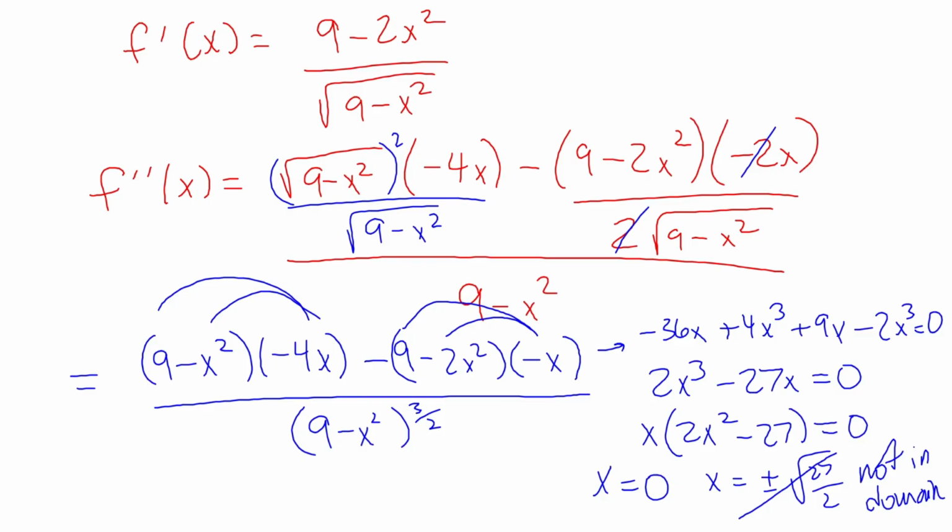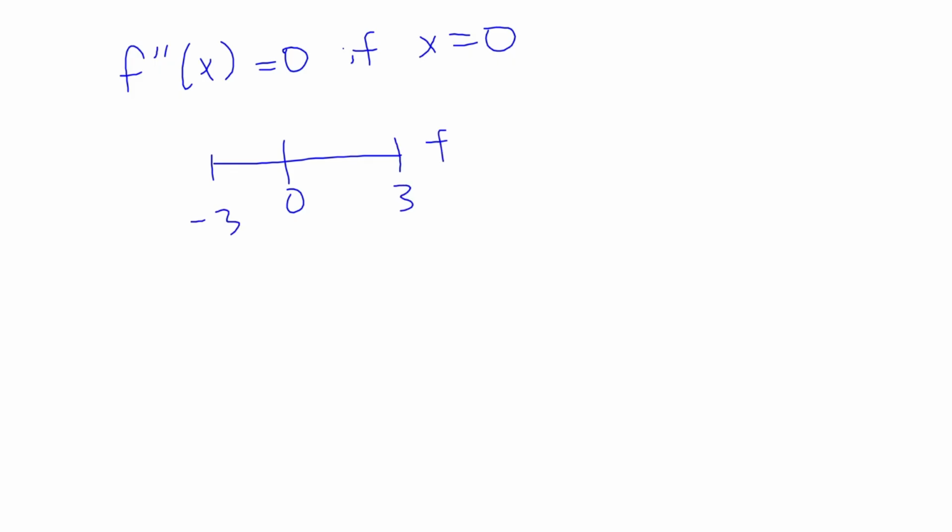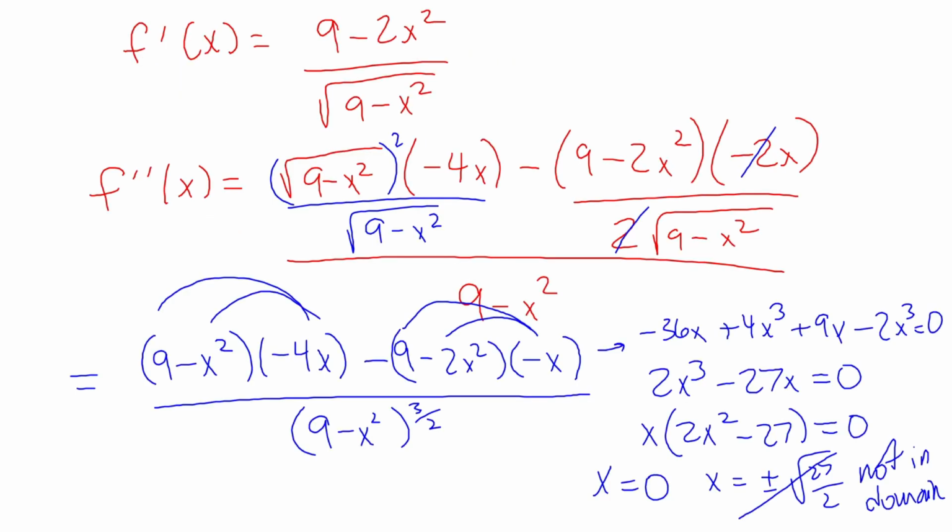Right? So we'll do that on the next page. Right? We'll have f double prime of x equals 0 if x equals 0. Our sign chart with negative 3 and 3 at the endpoints. And if we plug values into our second derivative there, the denominator is always going to be a positive, but our numerator, which was 2x cubed minus 27x, if I put something in like 1, I get a negative, but if I put in something like negative 1, I get a positive.